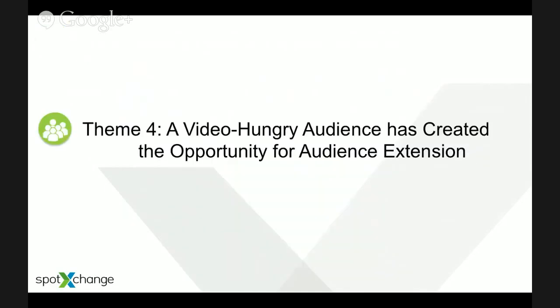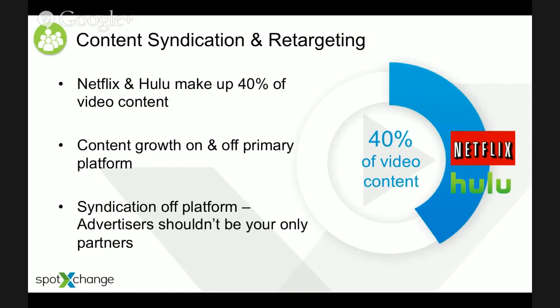Our theme 4 is around audience extension and how a video-hungry audience has really created a very large opportunity for publishers. I was sitting in a presentation last week from Comscore, and they said a stat that 82% of U.S. citizens are now watching video content on their desktop devices. So although mobile is on the rise, desktop is still very much there, and it's still a very large medium that users are going to and leveraging.